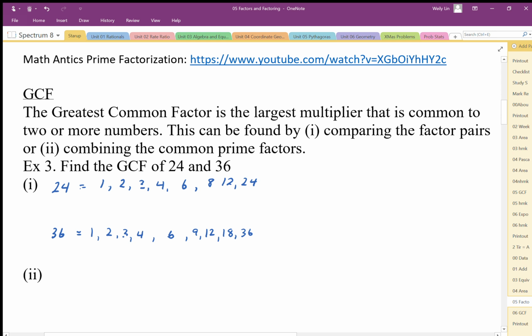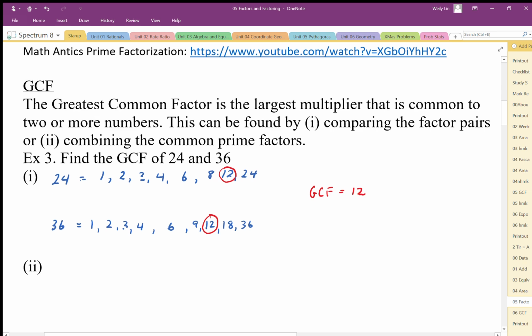Then I can look through these factors and see whichever ones are common. I can see that 1 and 1 are common, 2 and 2, 3 and 3. There are lots of common ones, but what we're looking for is the biggest common one. So 6 at this point is the biggest one, but if I keep looking, there's one more. 12 and 12 represent the biggest common factor. So the greatest common factor using these factor pairs is 12. Now this is fairly inefficient.